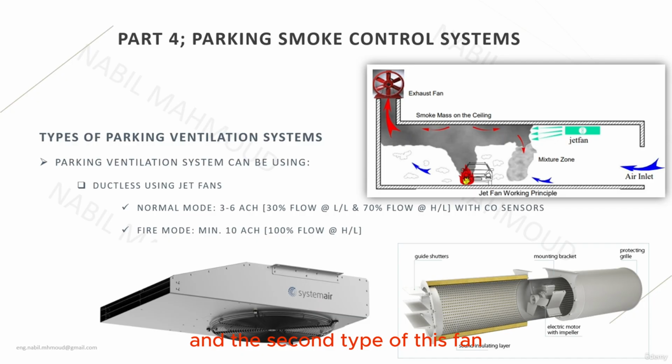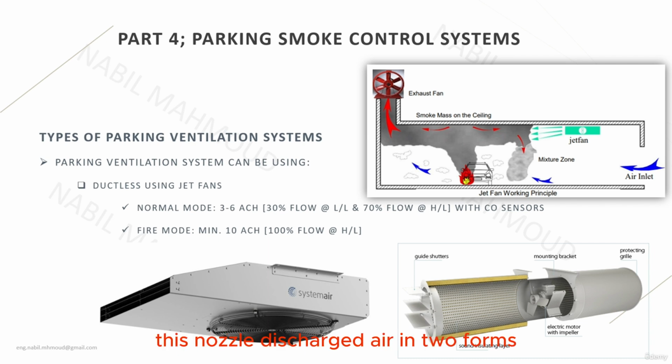And the second type of this fan is the impulse fan that you can see on the left side of the screen. This fan takes the suction from the bottom side of the fan, at which we can see a net or a mesh mounted on the suction, and discharges it from the left side of the fan, which is a narrow rectangular nozzle.